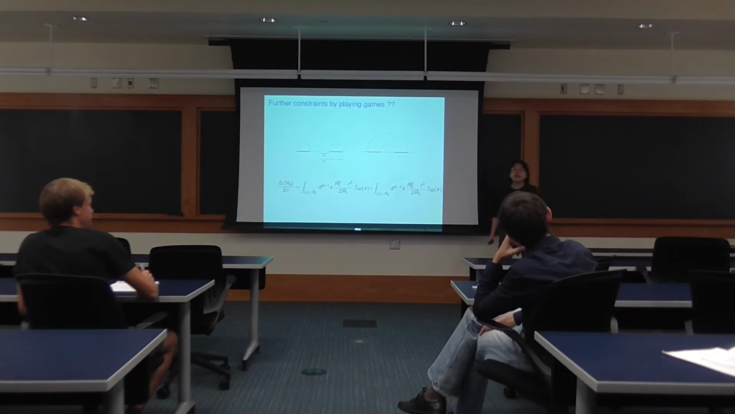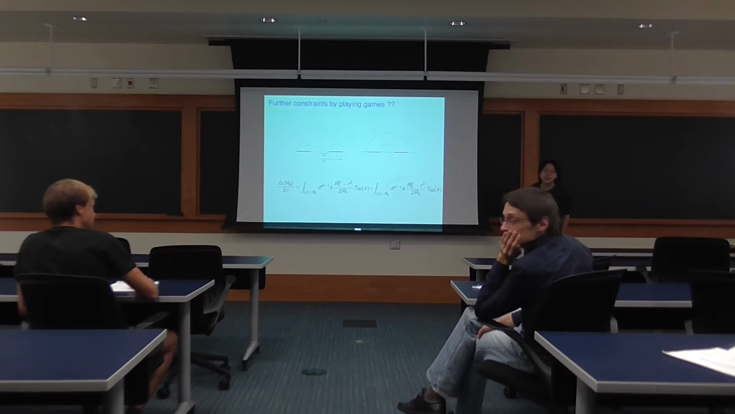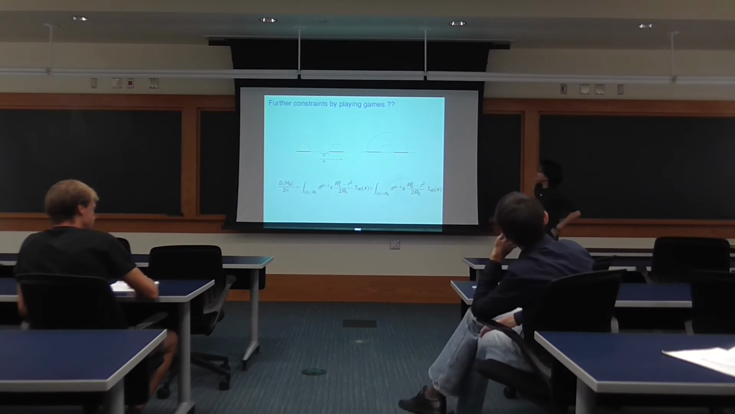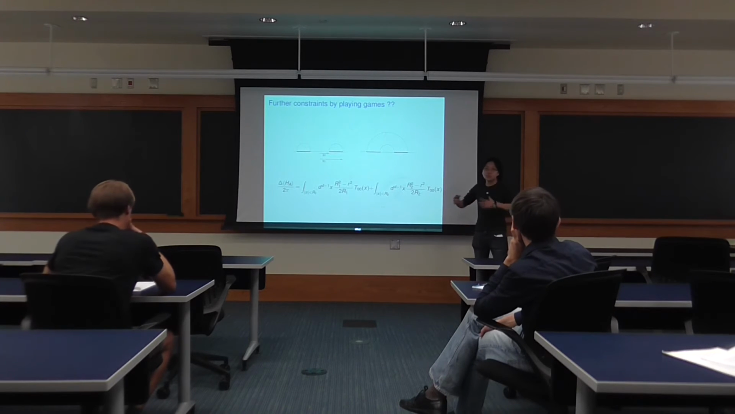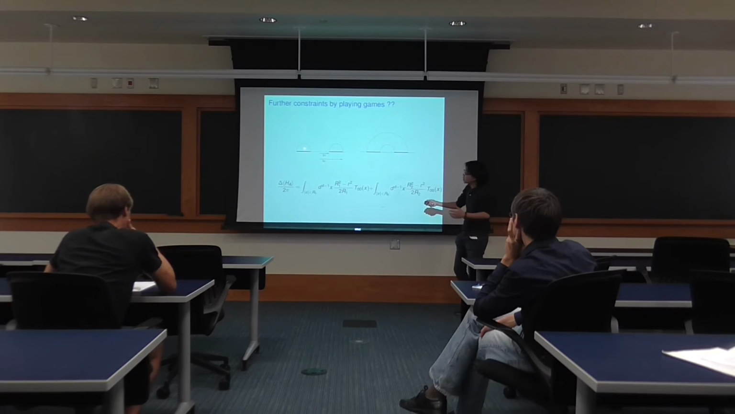So before I end, let me try to play some other games to see how much we could learn, what other constraints one could get from playing with relative entropy. For example, you could consider an annulus region. So in one dimension, this would become two separate intervals, but in high dimensions they could be connected.